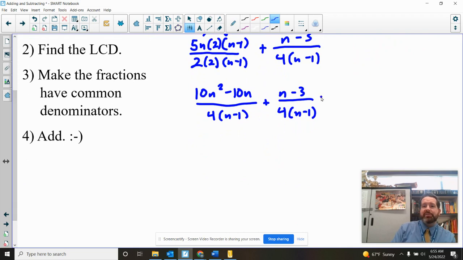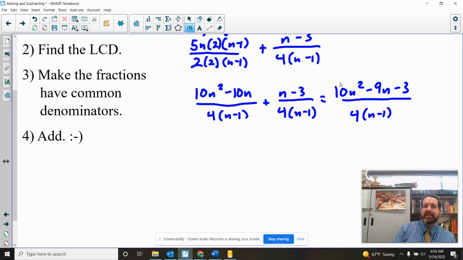Once your denominators match, it's just a matter of putting all your like terms together. So 10n squared, there are no other n squareds. Minus 10n plus 1n is minus 9n, and plus -3 is a minus 3 on the back. You know you're finished when you've got everything in one fraction and things are as reduced as they can be. We'll do a quick recap.